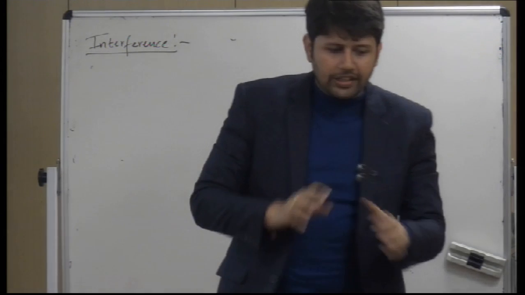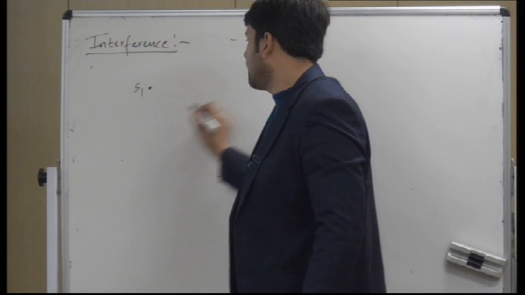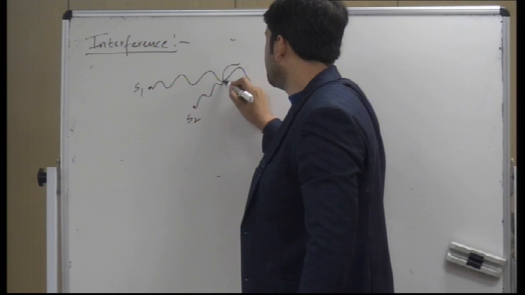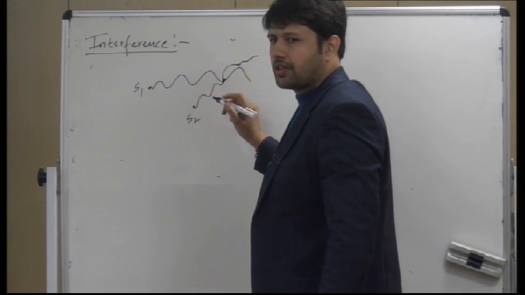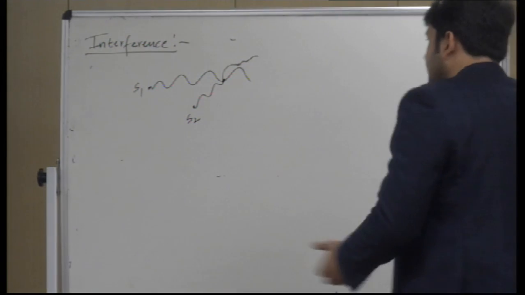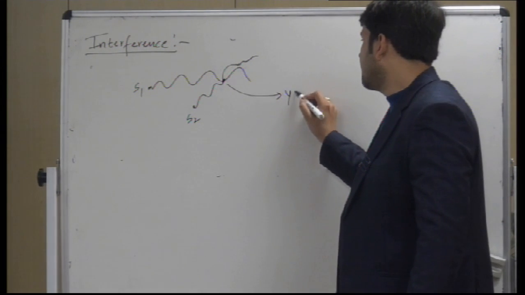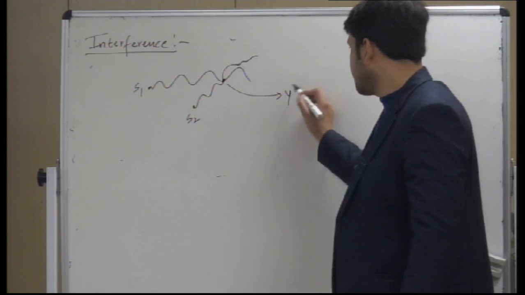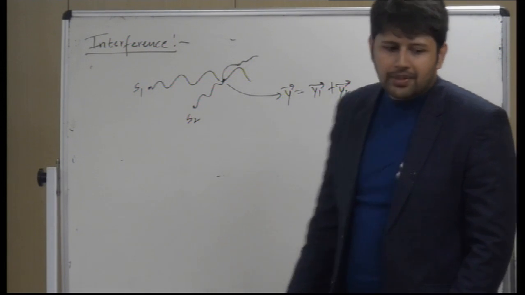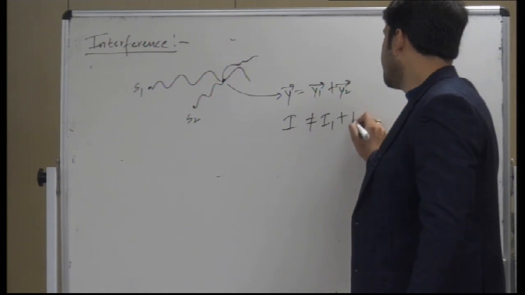Now, you already know a few basics of interference. Interference means what? This source S1 and this source S2 are producing some wave which overlap at some point. At this point, let's first discuss the displacement. The displacement of the resultant wave is the vector sum of the displacements of the two waves. And what happens? The intensity is not always the sum of the intensities due to the two waves.